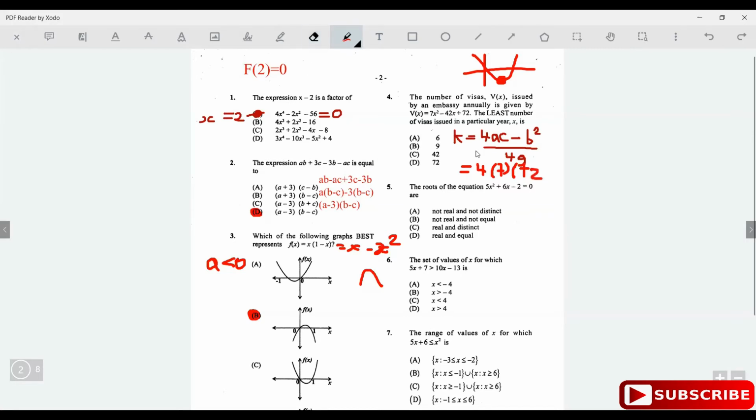Okay, let's make some space for this one. This is the formula we're using. Let's go to a blank sheet so we have enough space. All right, this is better. So we had 7x squared minus 42x plus 72, and this is equal to 0.